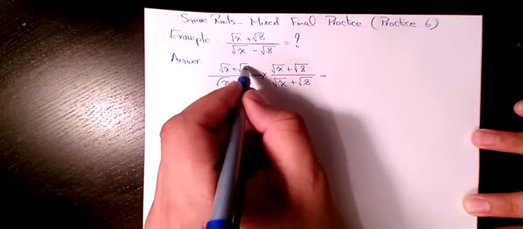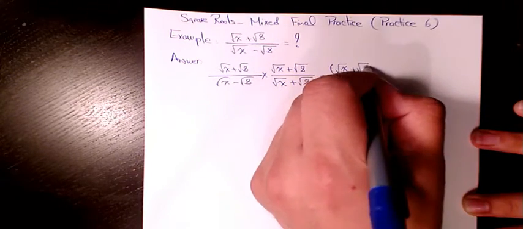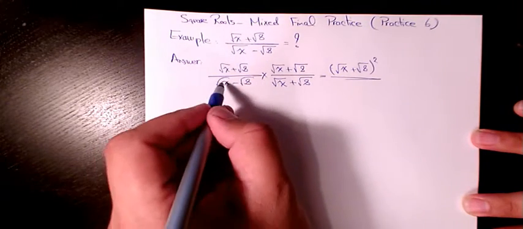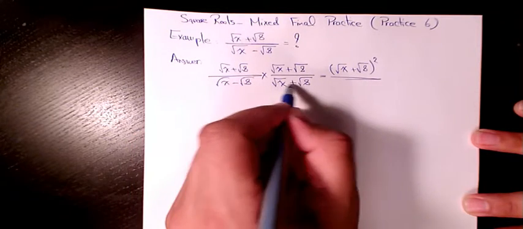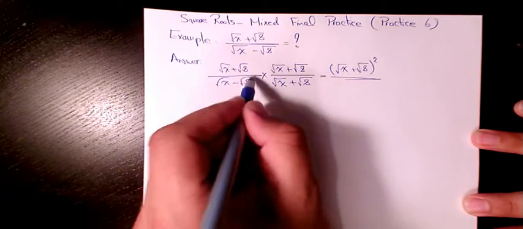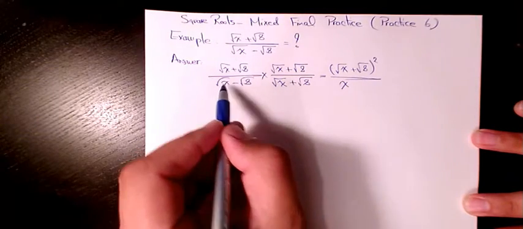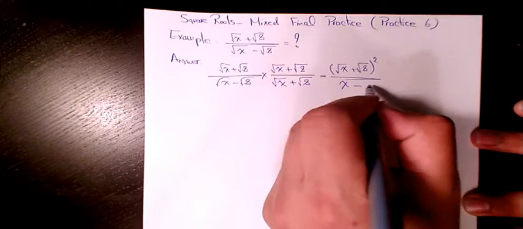So root x plus root 8 times the same thing is going to be root x plus root 8 to the power of 2. We can expand it or we can leave it like that. In the denominator I have root x minus root 8 times root x plus root 8. That's difference of squares, and the answer will be x, which is root x times root x, minus root 8 to the power of 2, which is 8.